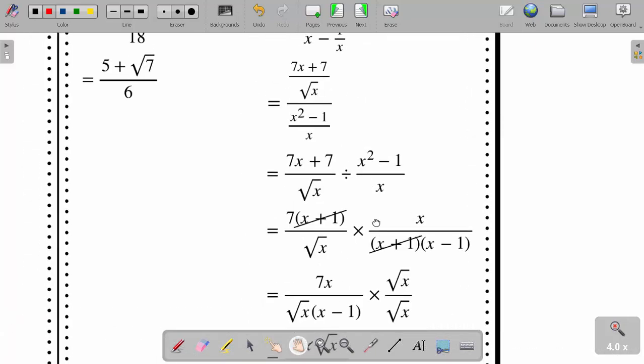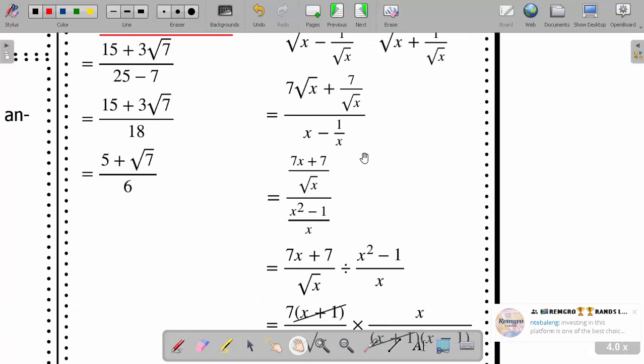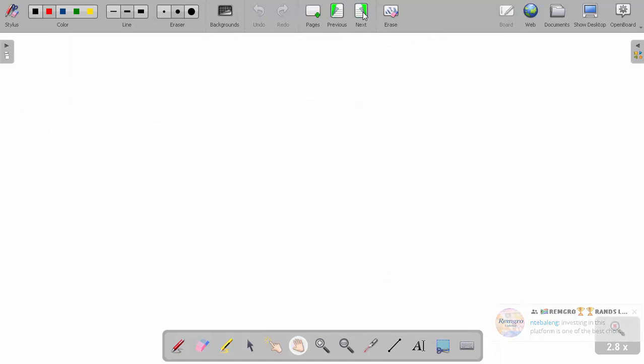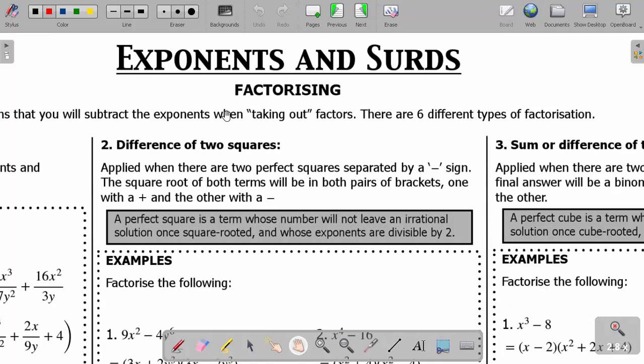Hope we are together. If we are not, please inbox me or come to the tuition center and understand much more. Okay, let us proceed now.